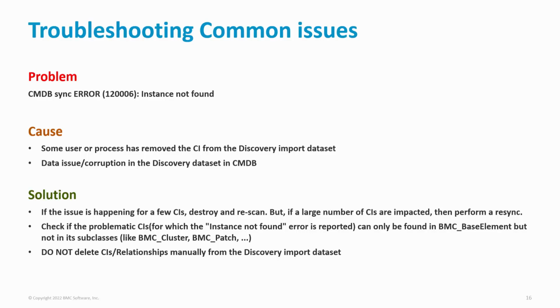However, if this error is being reported while running the resync, which is supposed to fix this problem, then the probable root cause is that there is some data issue or corruption in the CMDB itself. You can search the problematic CI and see whether it is available in the top class or the root class, which is BMC_BaseElement, but not available in the subclasses. One example would be if you take a computer system CI and search for it in the base element, you are able to find the CI, but when you search for the same CI in the computer system class, you are not able to find it. That's a data issue within the CMDB, and to fix that, contact the BMC CMDB support team.